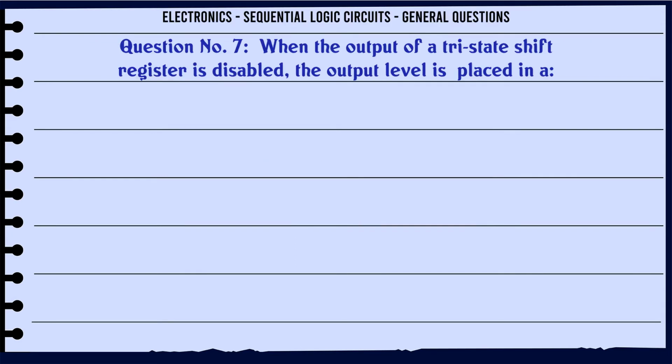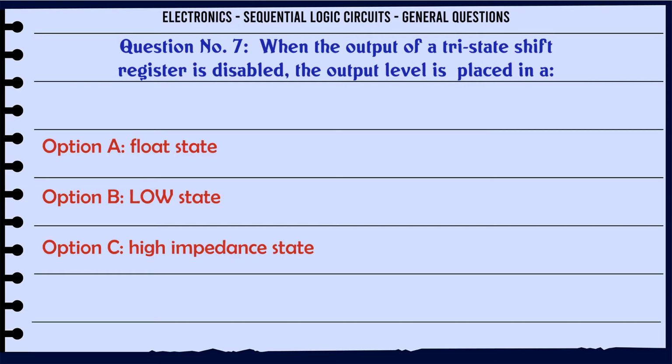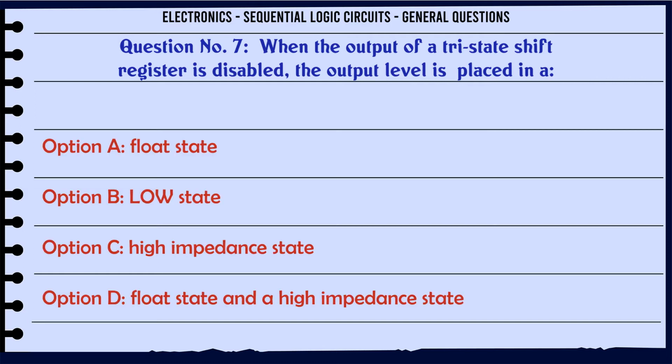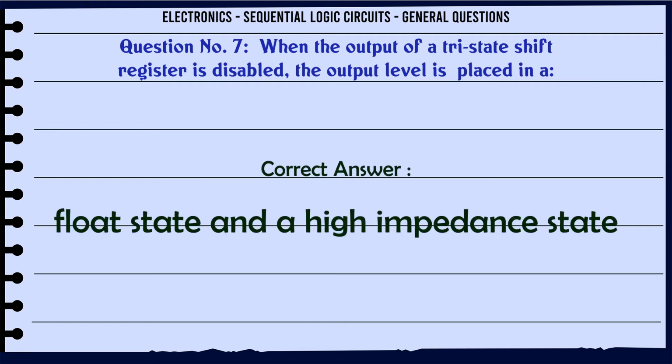When the output of a three-state shift register is disabled, the output level is placed in: A. Float state. B. Low state. C. High impedance state. D. Float state and a high impedance state. The correct answer is float state and a high impedance state.